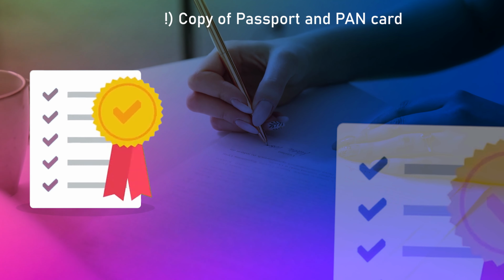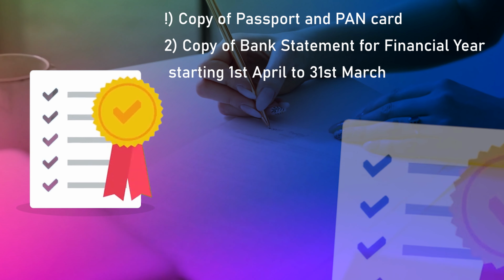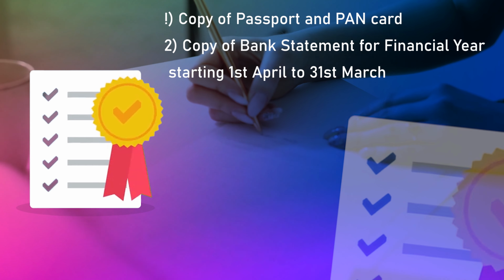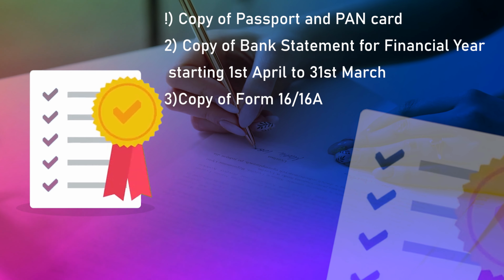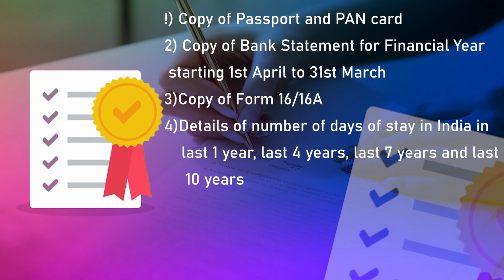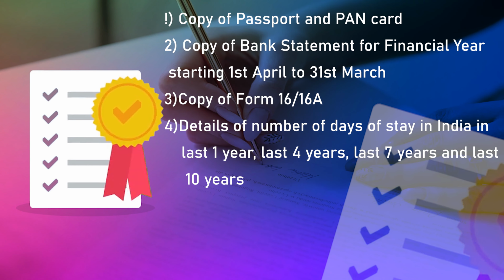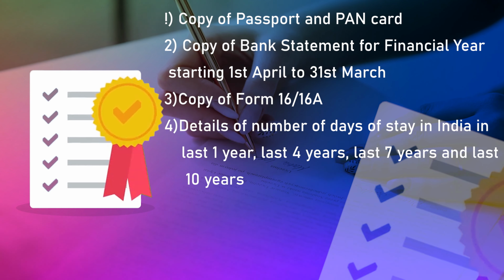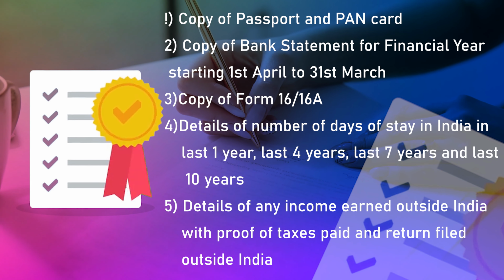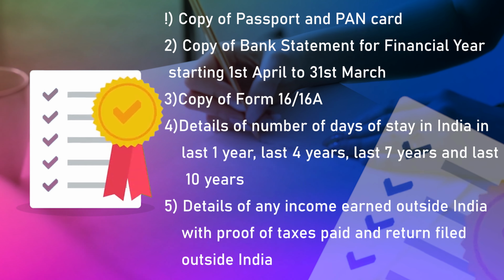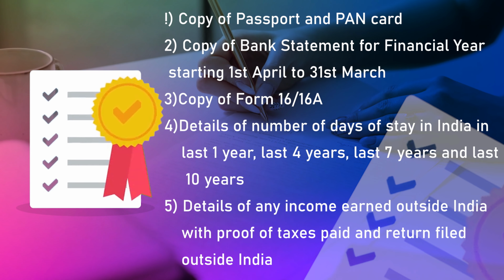1. Copy of passport and PAN card. 2. Copy of bank statement for the financial year starting 1st April to 31st March. 3. Copy of Form 16, 16A. 4. Details of number of days of stay in India in the last 1 year, last 4 years, last 7 years and last 10 years. 5. Details of any income earned outside India with proof of taxes paid and return filed outside India.